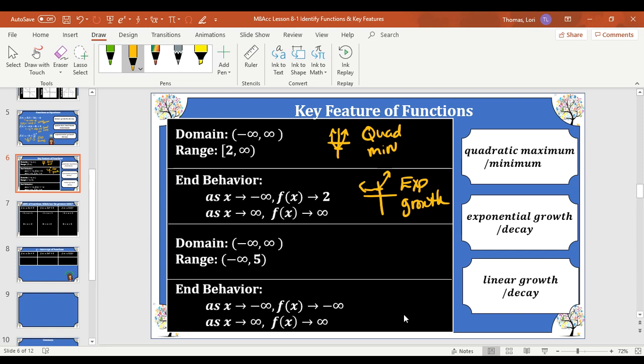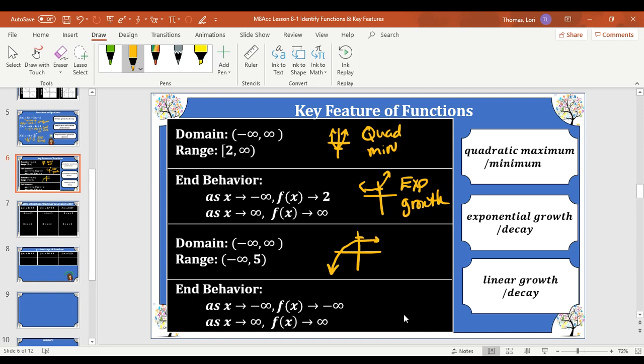Okay, the next one, again, our domain doesn't really help us that much. Our range is from negative infinity, and it approaches 5, but it doesn't include 5. So let's take a look at this. If 5 is where it approaches, so the least value is negative infinity, and then it gets closer and closer to the 5, but never reaches it.